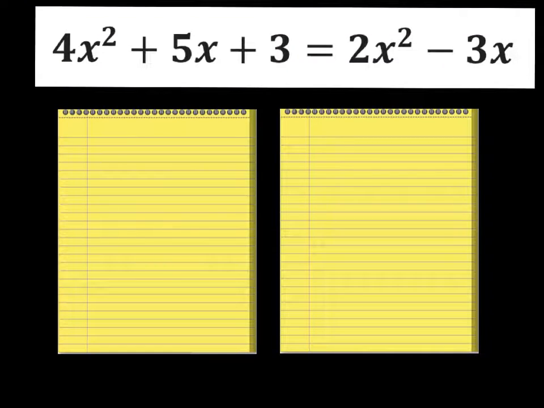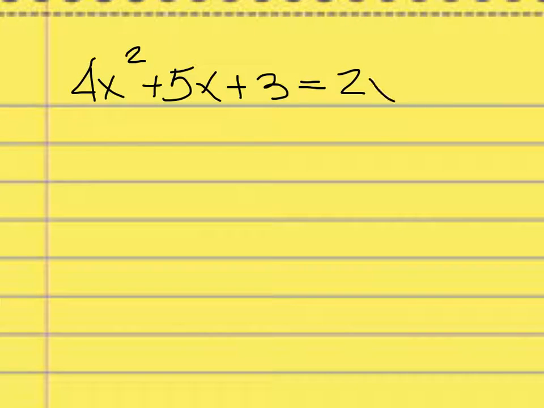So we have 4x squared plus 5x plus 3 equals 2x squared minus 3x. We're going to try our best to work this one out, see if we can come up with two solutions for that problem. We'll do it down here on this notebook paper. Go to a black marker. Alright, so we have 4x squared plus 5x plus 3 equals 2x squared minus 3x.